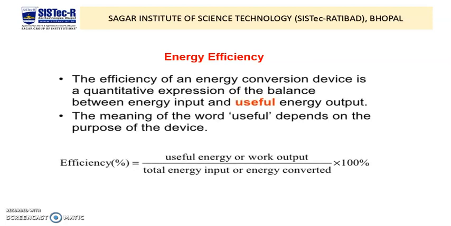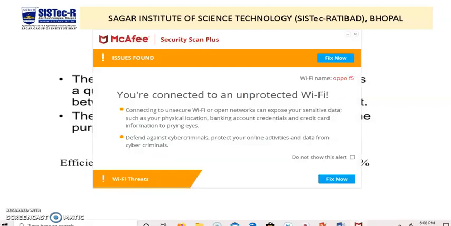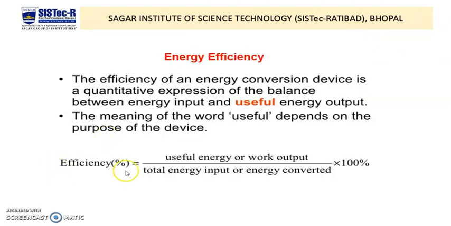The efficiency of an energy conversion device is a quantitative expression of the balance between energy input and useful energy output. The meaning of the word useful depends on the purpose of the device. Energy efficiency can be calculated in percent-wise by this formula.